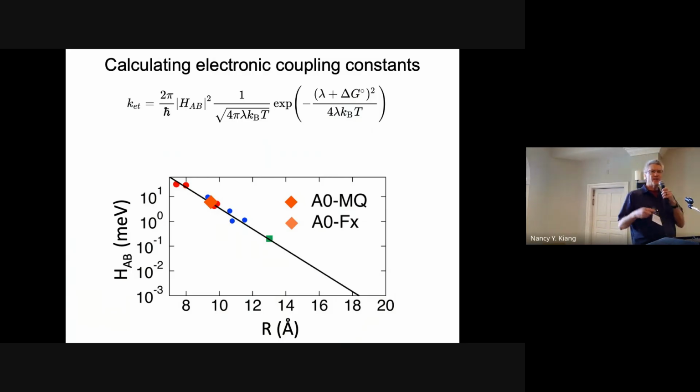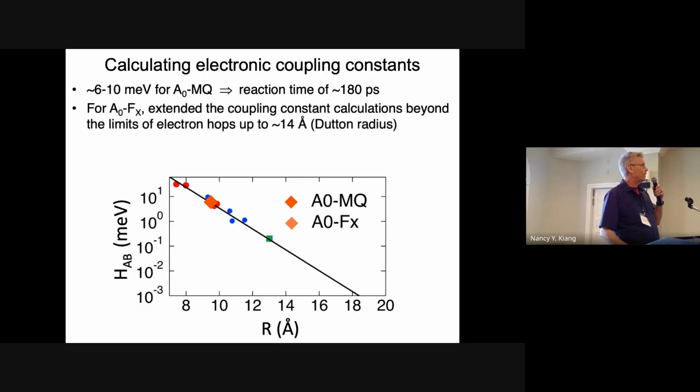Looking at the A0 to FX step, which I thought was going to be very simplistic because it's been measured before, but Dmitry's group didn't really want to do it. I understood finally. Here's the Marcus equation for electron transfer rates, and this is the coupling constant as a function of distance. It falls off exponentially. Here's the A0 to menaquinone right there in a nice short hop, and that gives you that rapid time.